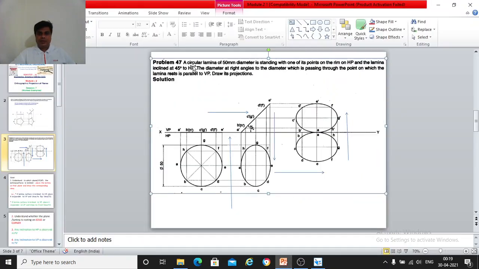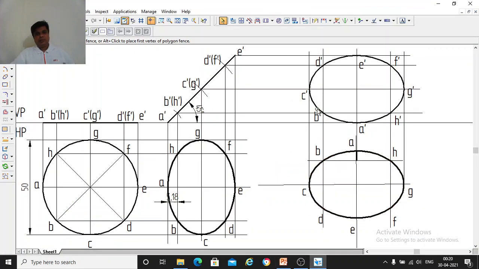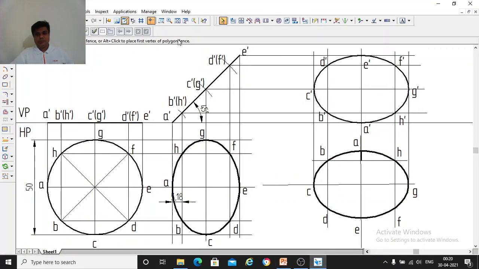So all these conditions are satisfied now. So I told you that when the plane is inclined to HP, first draw the top view. From that top view you draw the front view. From this front view you will get the second front view. From this front view you go down, you get the top view. From this second top view you draw the third top view, and from this top view you go to the third front view. So this sequence you just follow. So this is how you have to solve the problem.